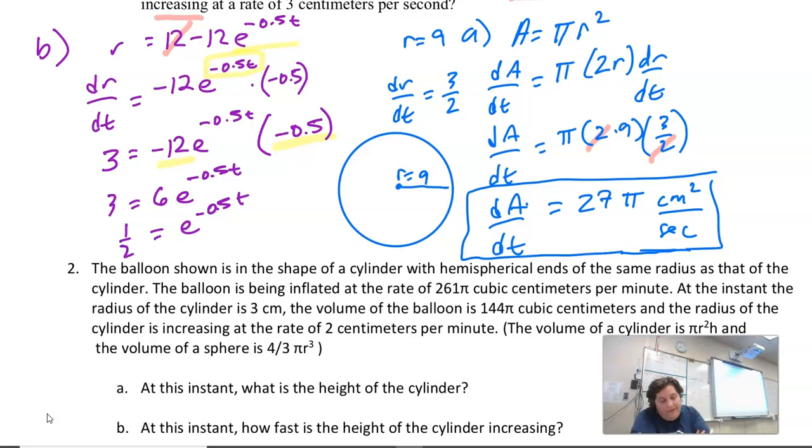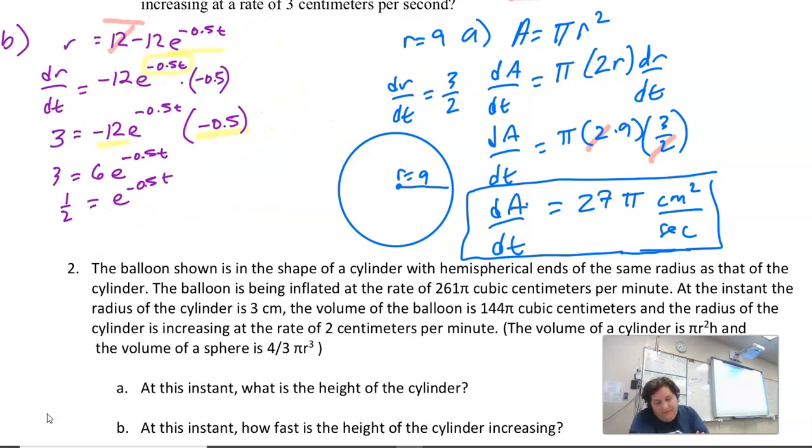Okay. In order to get rid of the ln, I should give myself a little bit more room. All right. Sorry, in order to get rid of the e, I need to then take ln of both sides. So this says the ln of 1/2 is negative 0.5t. And then I just have to divide both sides by negative 0.5.